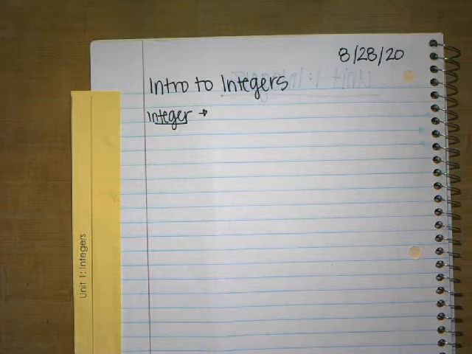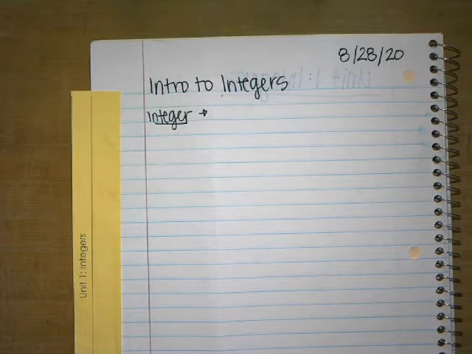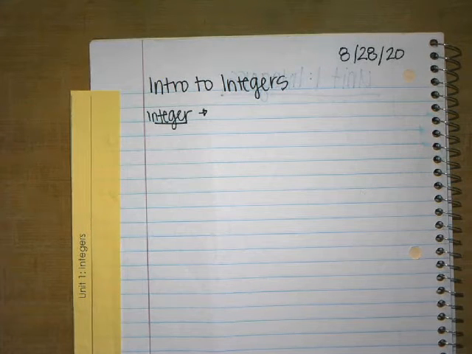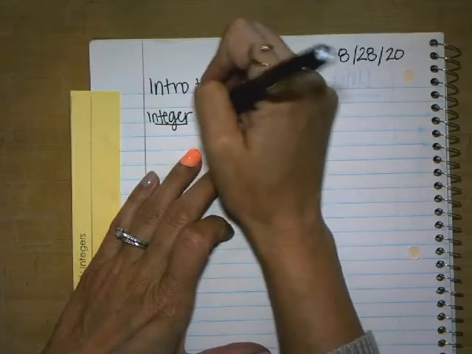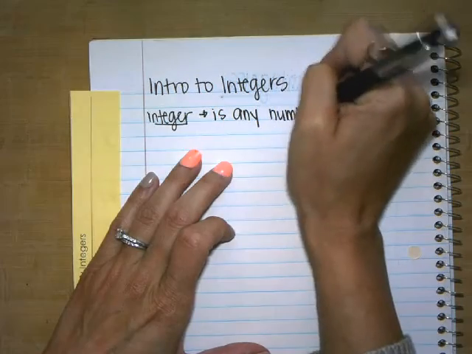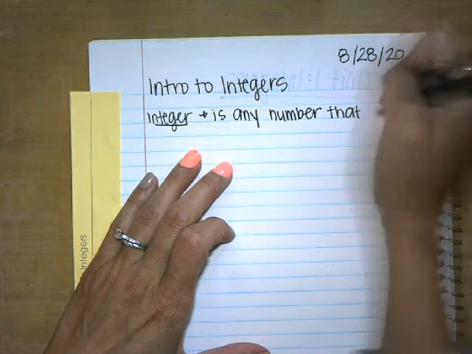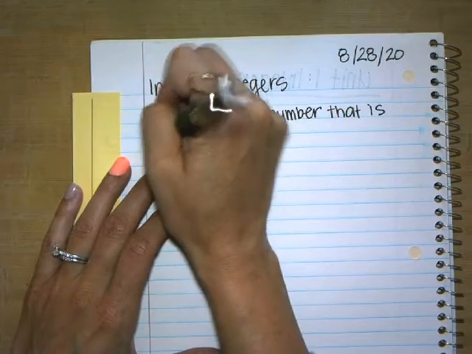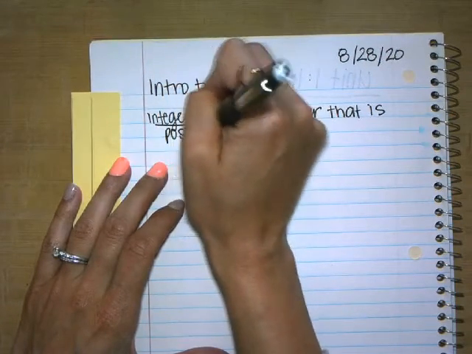But an integer is negative numbers, but it's also then what? If it's negative numbers, it also has to be positive numbers. You can't have negatives without positives. So it is going to be your positives and your negative numbers. Does that make sense, you guys? Okay, so an integer is any number that is positive or negative.